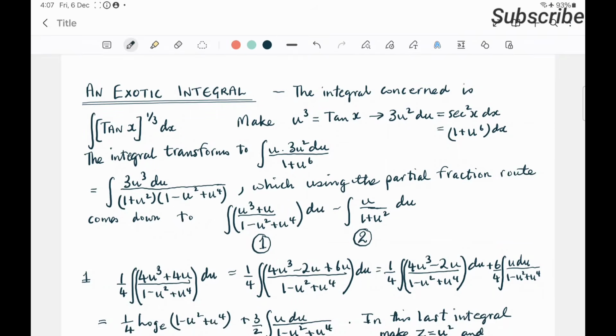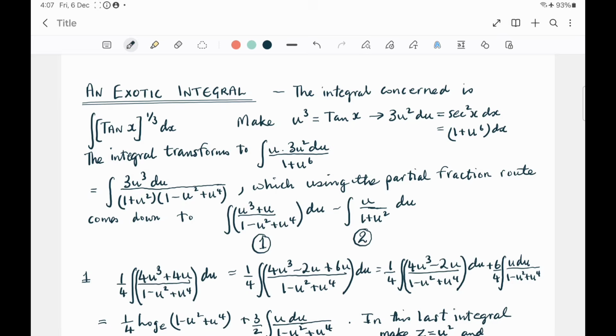Right, in this little episode I want to deal with what I've dubbed an exotic integral, the integral of the cube root of tan x dx. In a previous video I dealt with the square root of tan x dx integrated. Paradoxically, this particular integral is a bit easier than the one for the square root, just using basic methods. So there is nothing exotic about the actual working out of this.